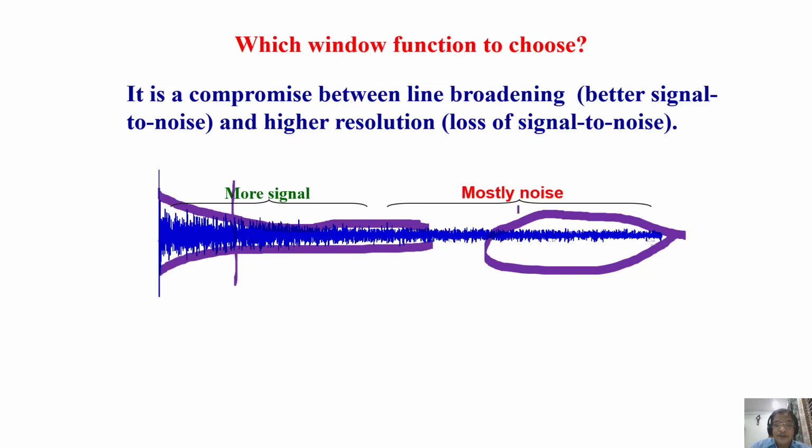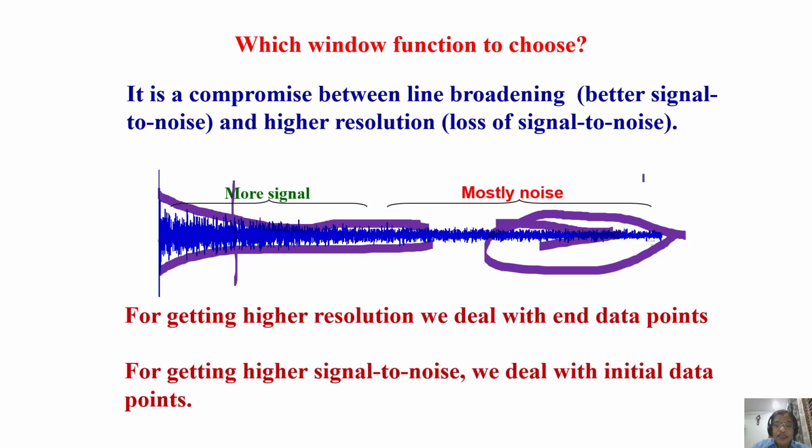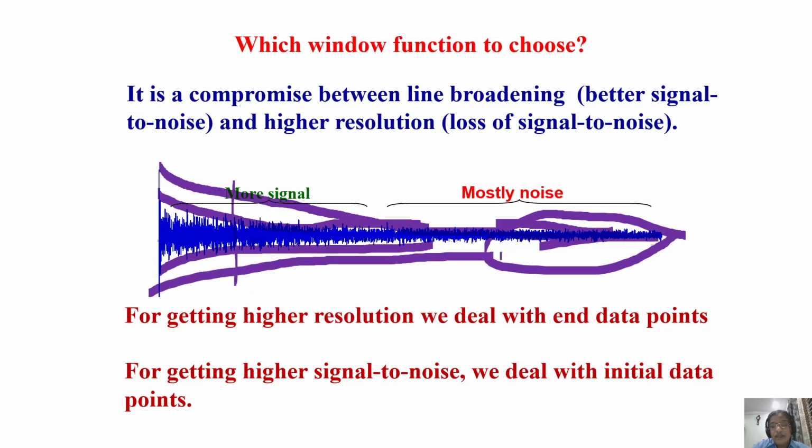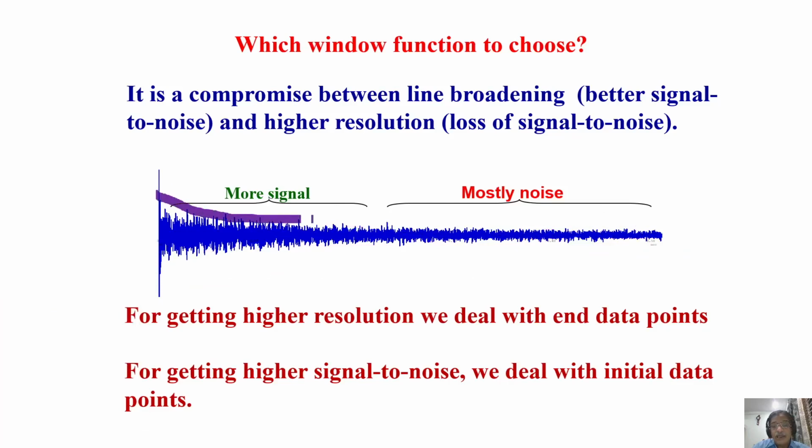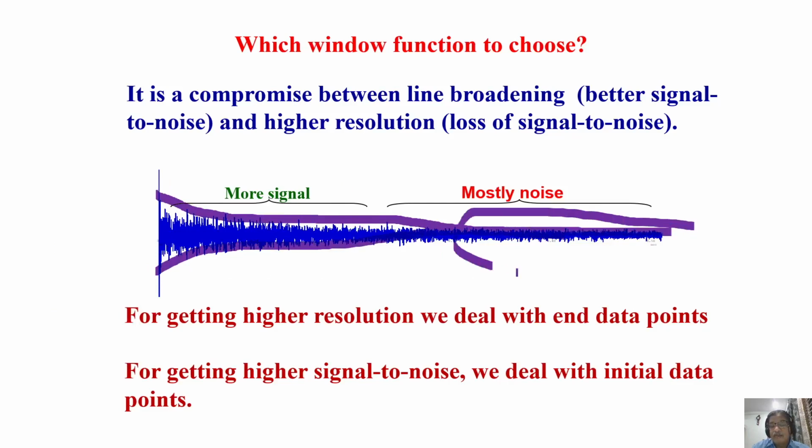We can use a window function to remove this noise component at the end. How do we do it? Let us say I take an exponential function that keeps decaying like this. Then what happens? The initial portion of the FID is retained, and as you keep going far away, this big signal decays. So if I multiply like this, afterwards I can completely remove the noise part.